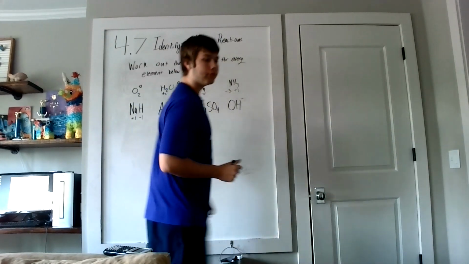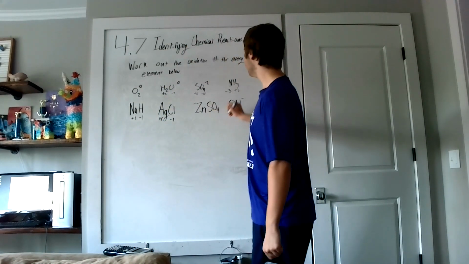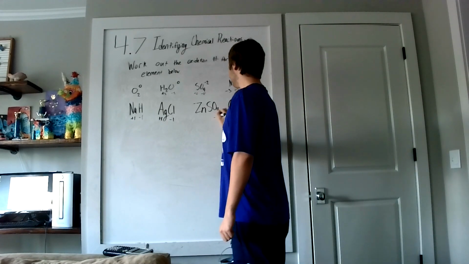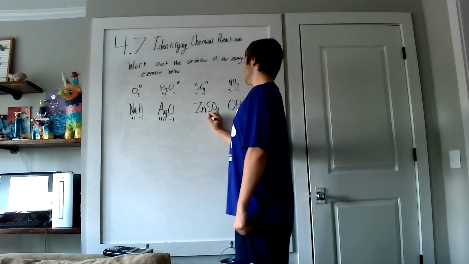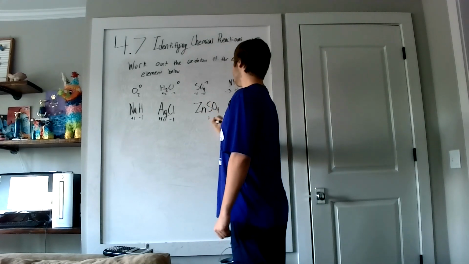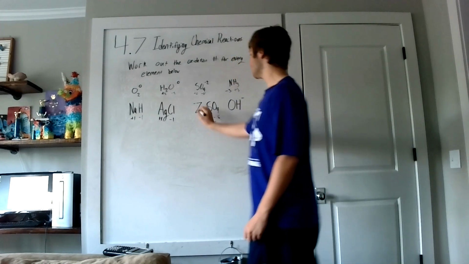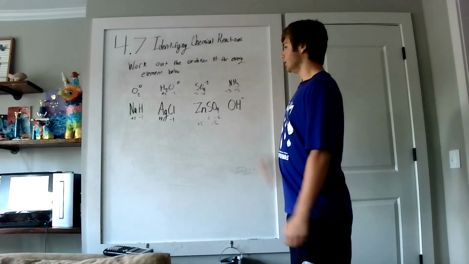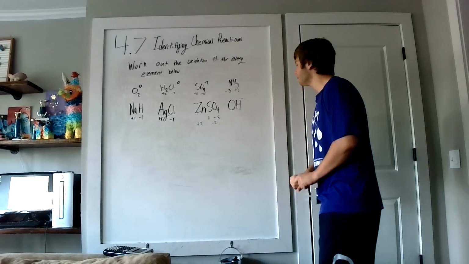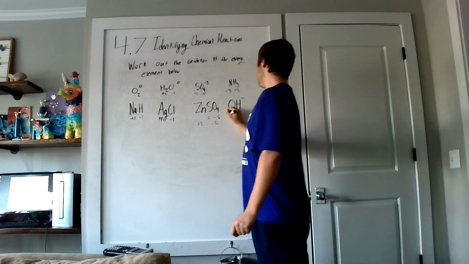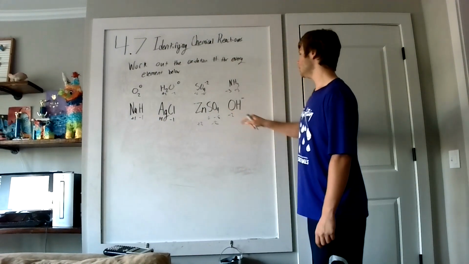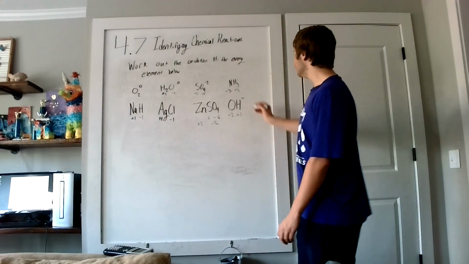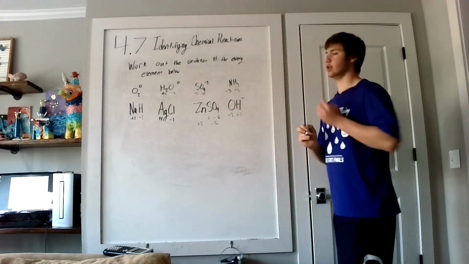Zinc sulfate, we know the overall charge for sulfate is -2. So we already know that our oxygen is -8, sulfur is +6, but this whole thing is -2. So that makes our zinc have to be +2 to add up to the 0 there. For hydroxide, we have our -2 from our oxygen and our +1 from our hydrogen because we're bonded to a nonmetal. And that adds up to our negative charge.